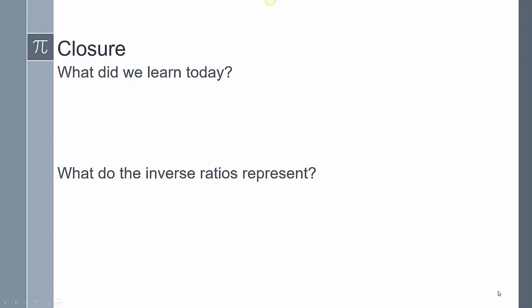To close today's lesson, what did we learn today? Well, we talked about the inverse ratios of our trig functions, and we used those to find the missing angles of a right triangle. Now I want to hear from you. What do the inverse ratios represent? You may have to go back through and take a look at the notes and what we talked about, because they mean something very specific.